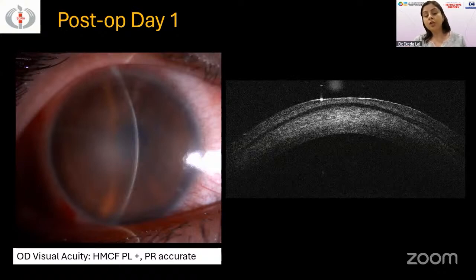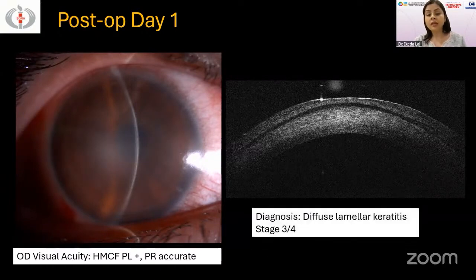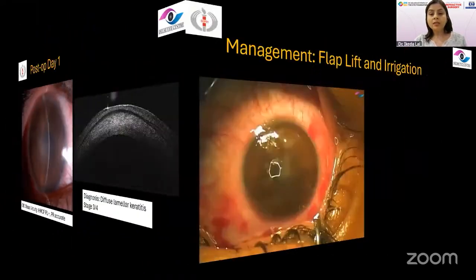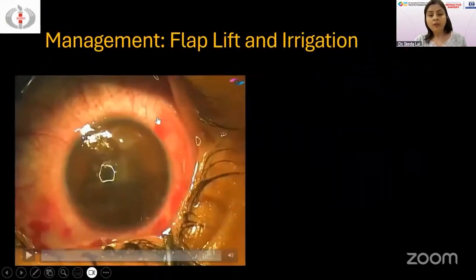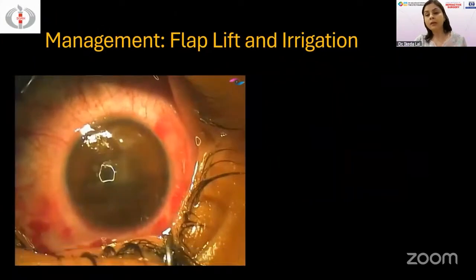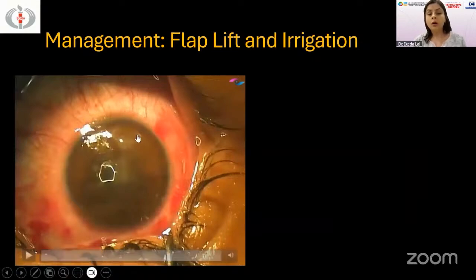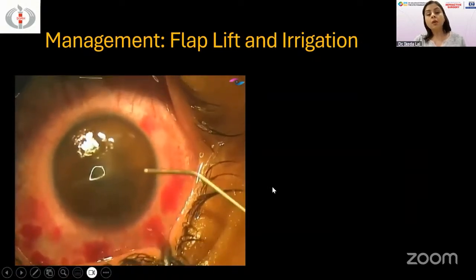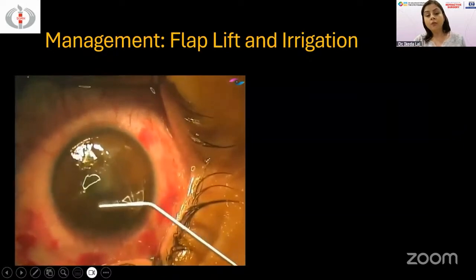So a differential of pressure-induced stromal keratopathy was kept in mind, but the intraocular pressure was within normal limits. Given the kind of cellularity that this patient had, a final diagnosis of a DLK stage 3 to 4 was made in this patient. And she was subsequently taken up for a flap lift. The differentials to keep in mind were PISK as well as infective keratitis, although it looked a lot like DLK.